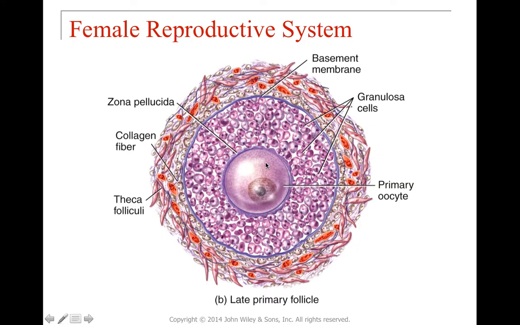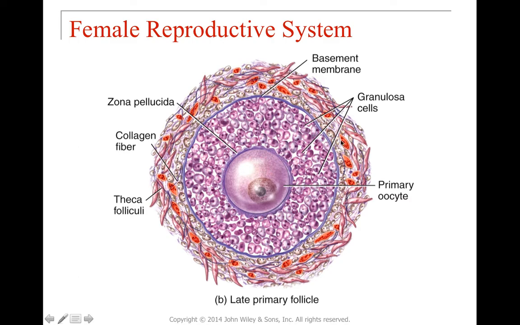All right, so here we have the primary oocyte itself, and now we've gotten to the point where it's a late primary follicle. It's about to turn into the follicle it's going to enter into maturation. It's surrounded by the zona pellucida, and you may have heard me mention the zona pellucida previously because this is going to be the very last stage of fertilization when the sperm bind to the zona pellucida.